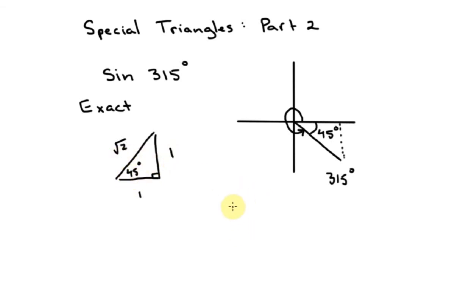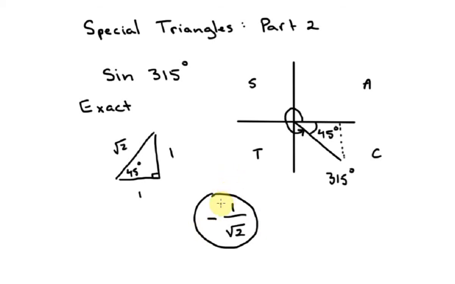So, yep, that's my answer. I just got to check if it's gone negative on me, and I'm going to do it the speedy way. I'm just going to use the CAST rule. I can see in that quadrant, the only thing that's positive is cosine, so this better be negative. And there it is. There is my answer. So that's all there is to that.